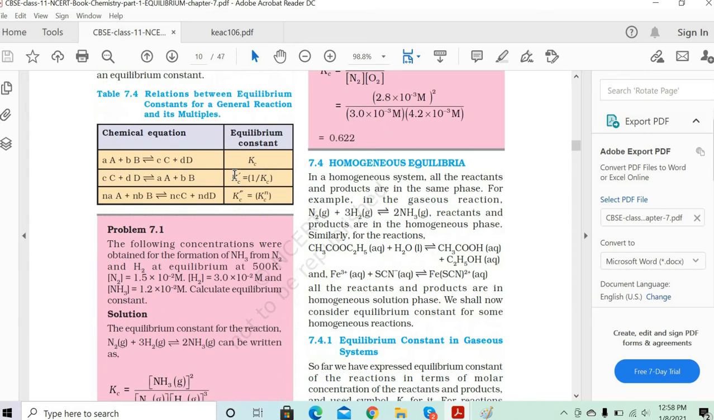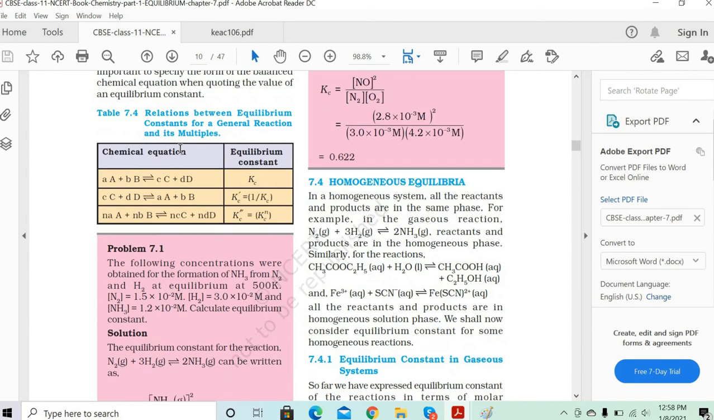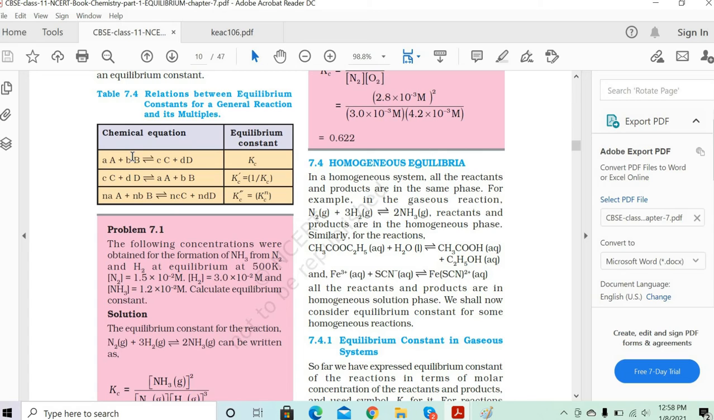Okay, so let's go to table 7.4 now. Let's understand table 7.4. I want you to write down table 7.4 so that we'll understand this clearly. The relation between the equilibrium constants for the general reaction and its multiples is very important because this will be useful for your calculation purposes.